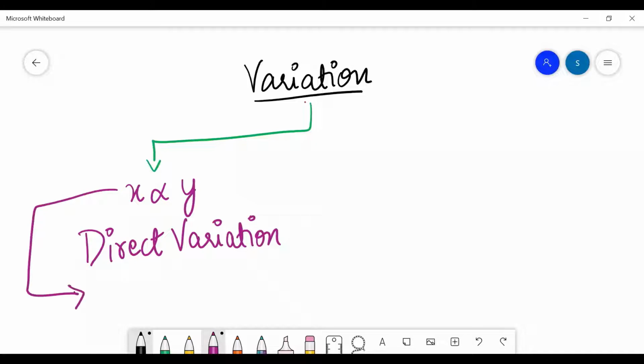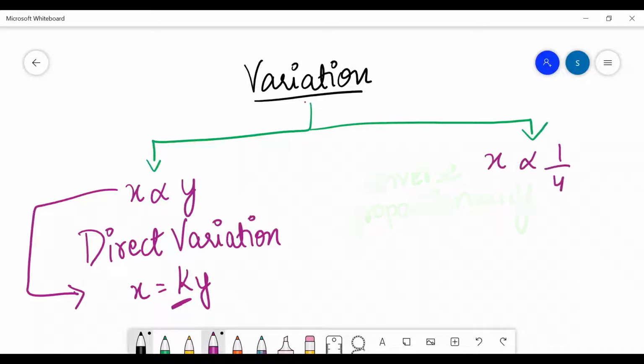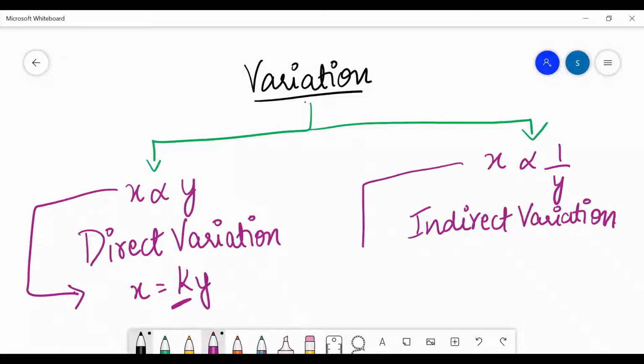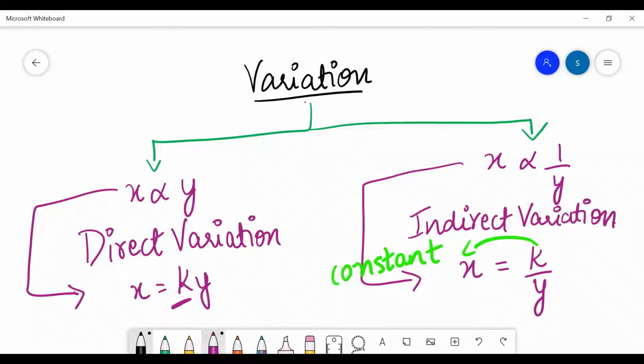And if you want to write this relationship in an equation form, it will look like this: x equal to k into y, where k is a constant. On the other hand, if x and y have an inverse proportionality, so if x increases and y decreases, or vice versa, if x decreases then y increases, in this case we say that x and y have an indirect variation. If you want to write this in the equation form, it will look like this: x equal to k divided by y, where k again is a constant.